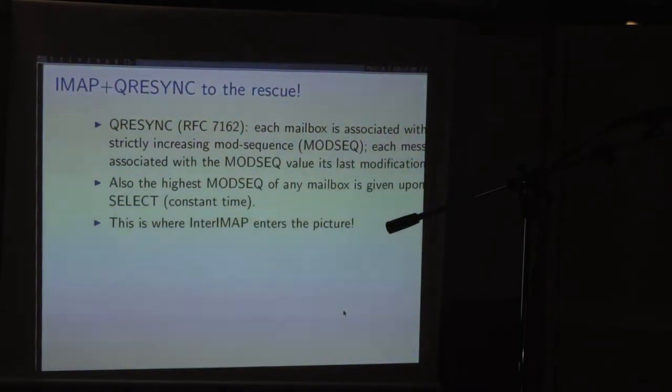But there is a recent extension to the IMAP protocol, RFC 7162, where a server supporting this extension will associate every email with a 63-bit modification sequence. This modification sequence will increase whenever you have a change, like a new email or a flag update. And the nice thing is that the highest modification sequence of any mailbox is given in constant time. So now detecting whether you have changes on the IMAP server is proportional to the number of mailboxes instead of being proportional to the number of mails.